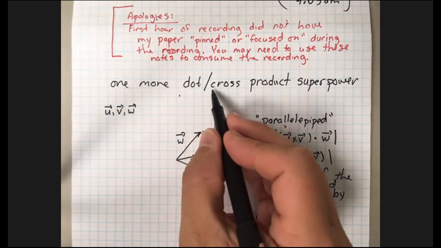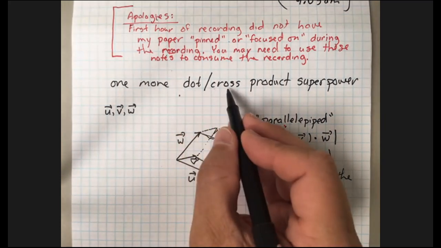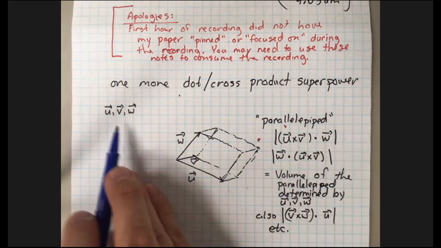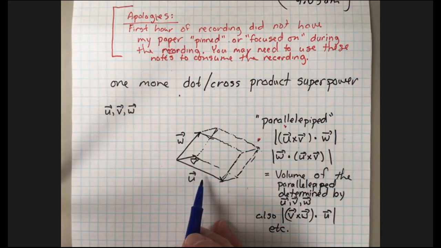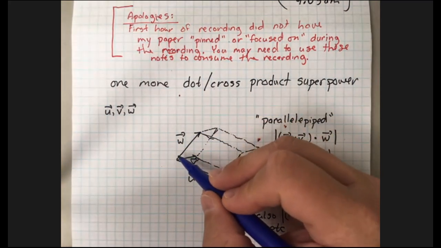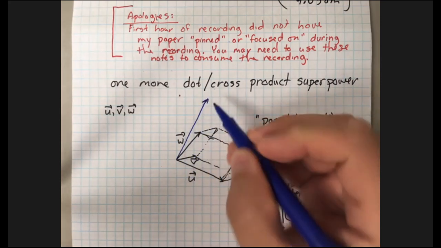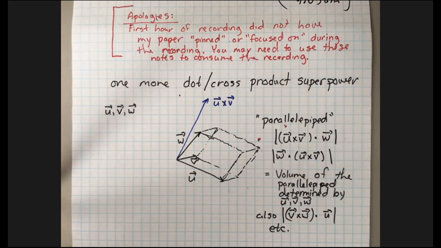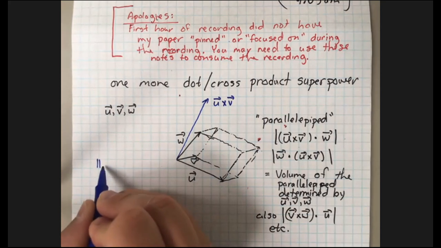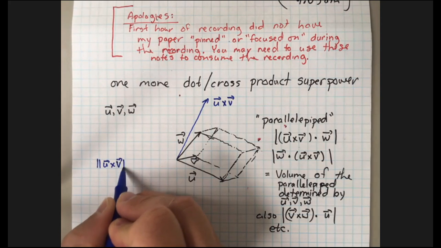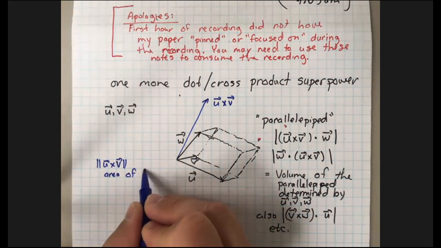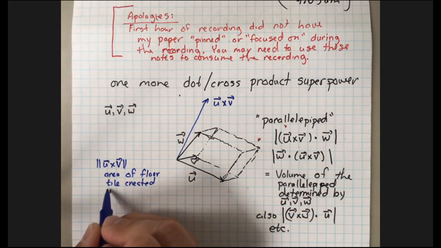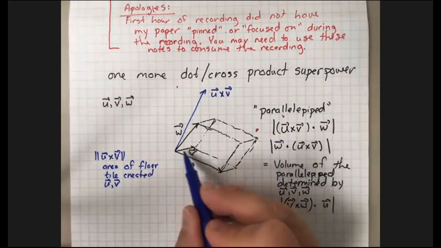Okay, so this is a very important power of the dot product, cross product combination. Now let me add one thing to this drawing. Notice I'm not saying that W is the cross product of U and V, right? So the cross product of U and V lives somewhere else. Let's take the cross product of U and V and write it here. Now I want you to talk about how area and volume interact. Remember, U cross V magnitude is the area of the floor tile created by U and V. Right? This floor tile right here.